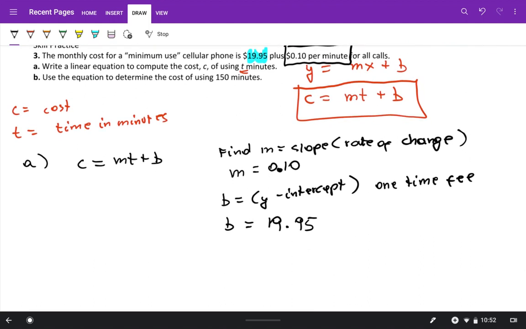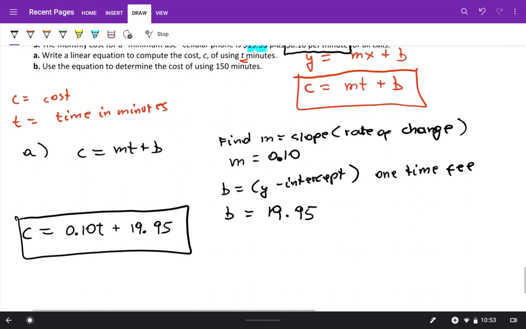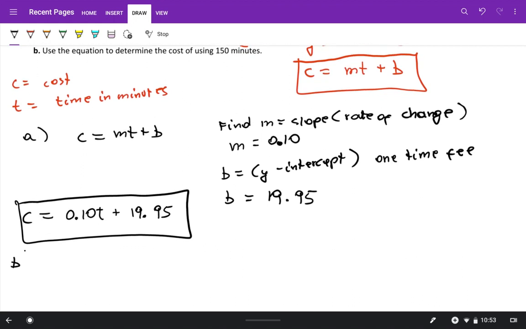So we can create that equation. The cost will be m, which is how much they charge per minute, which is 0.10, 10 cents, times t, which represents minutes, plus the one-time fee per month, which is $19.95. So this is the monthly cost of use of a cell phone. So that's part A. Now B, use the equation to find the cost of using 100 minutes.